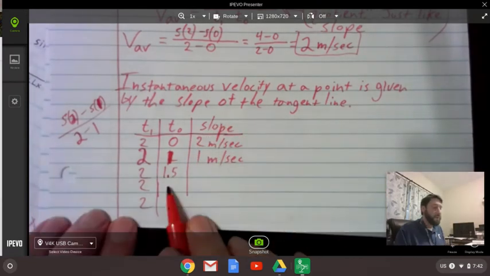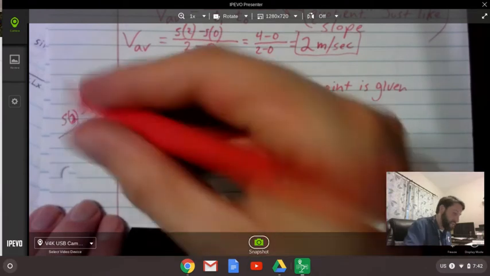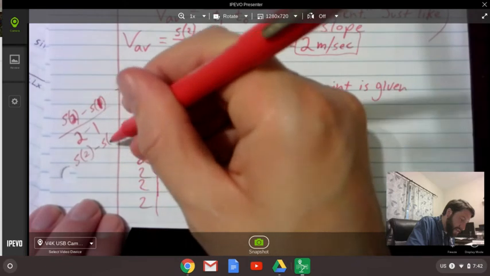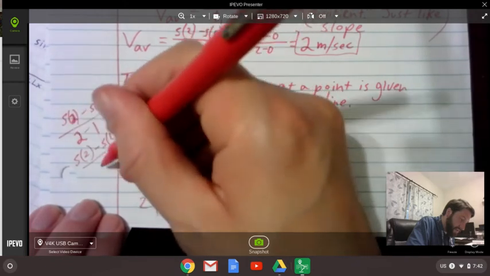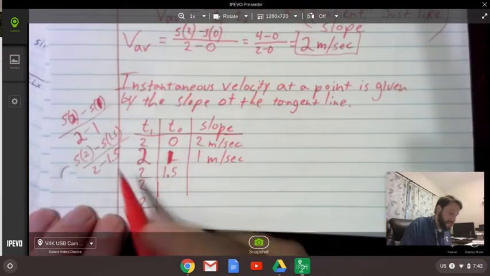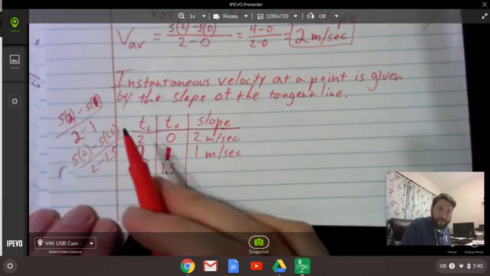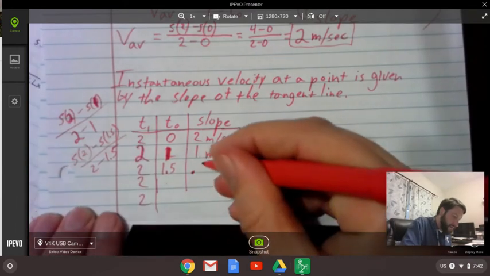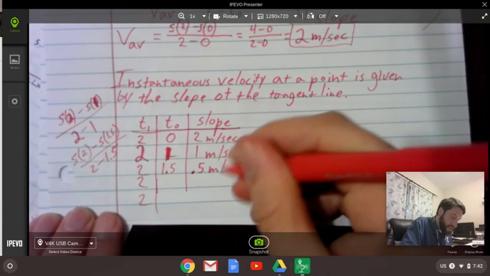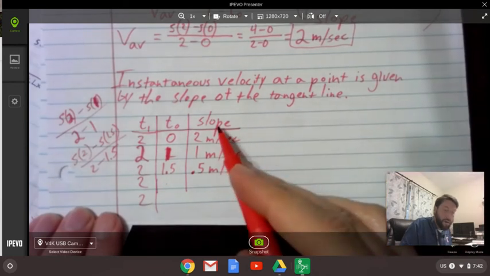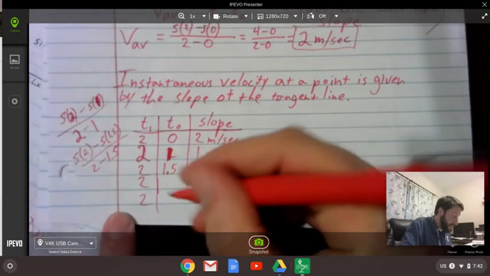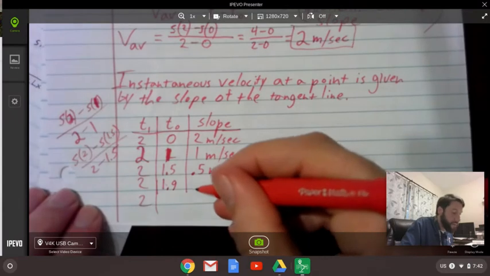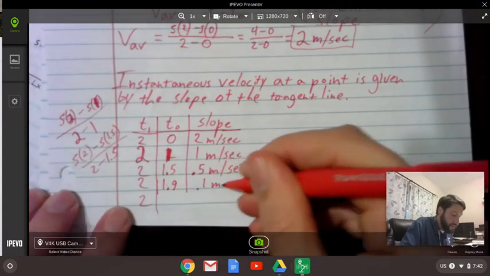So if you plug 1.5 in, I would have S of 2 minus S of 1.5 divided by 2 minus 1.5. I would figure out what that is. And if you figure out what that is, you should get 0.5 meters per second, because we're talking about velocity. Slope is the same as velocity. And then I'm going to get even closer. Let's try 1.9. Well, if you do that, you're going to end up with 0.1 meters per second.